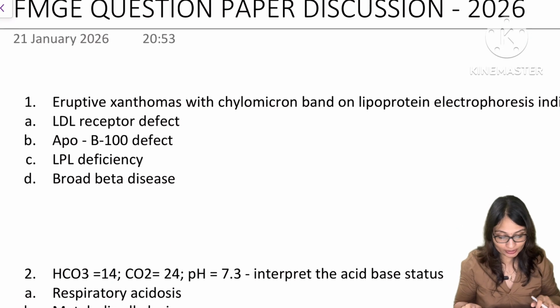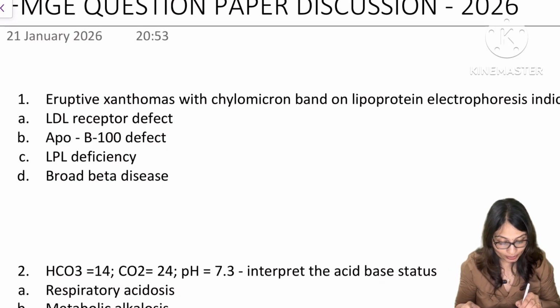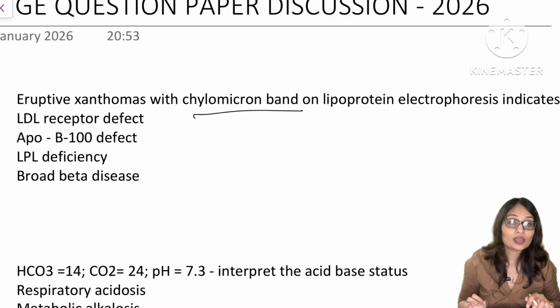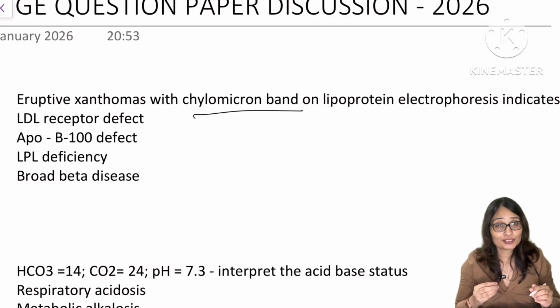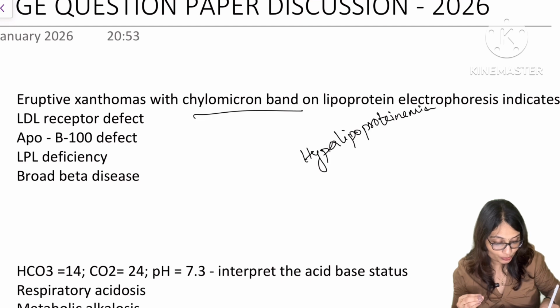So the first question here, as you can see, is eruptive xanthomas with chylomicron band on lipoprotein electrophoresis indicates which of the following. So we all know this is something related to hyperlipoproteinemia, right? Hyperlipoproteinemia. So now let's analyze the options given.